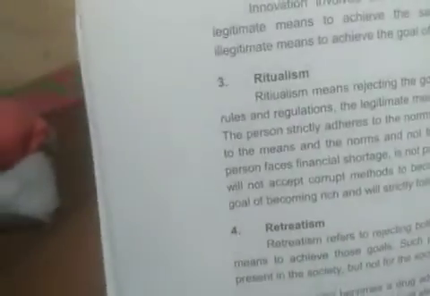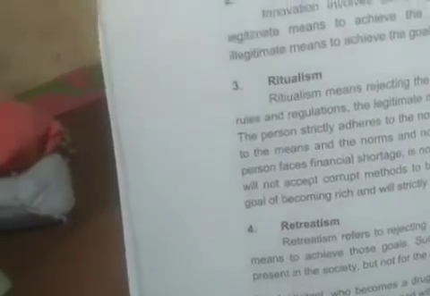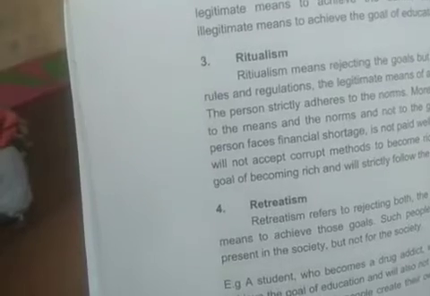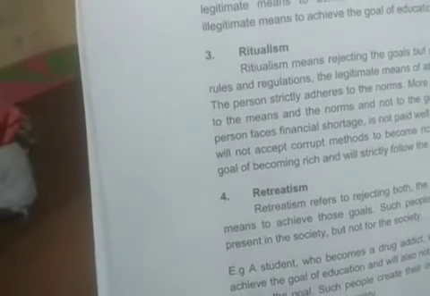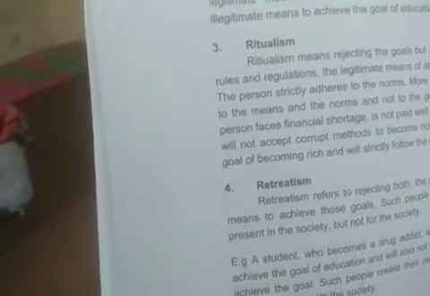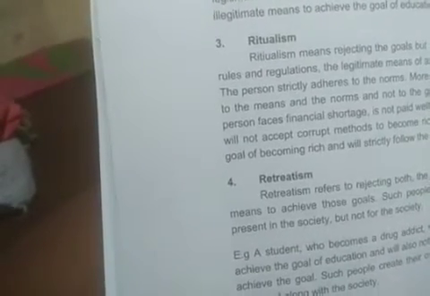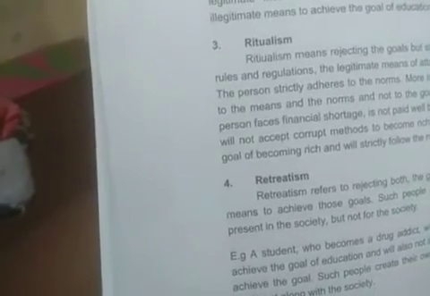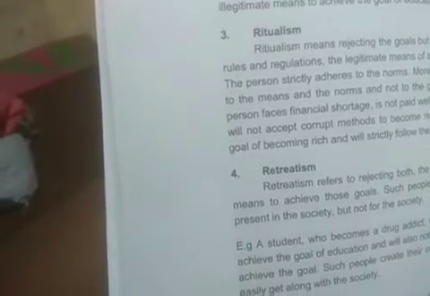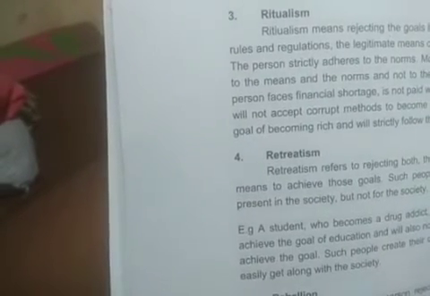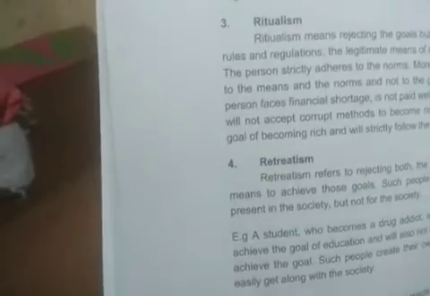Innovation involves accepting the goal but rejecting the legitimate means to achieve it. Example: a student uses illegitimate means, such as cheating, to achieve the goal of education. 3. Ritualism. Ritualism means rejecting the goals but strictly following the rules and regulations, the legitimate means of attaining those goals. The person strictly adheres to the norms.